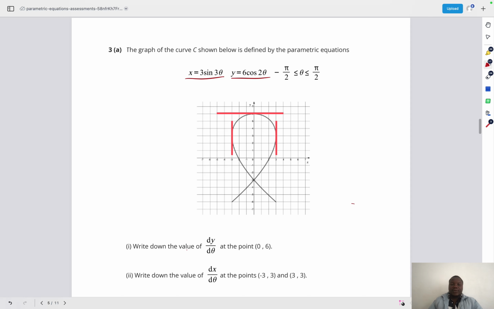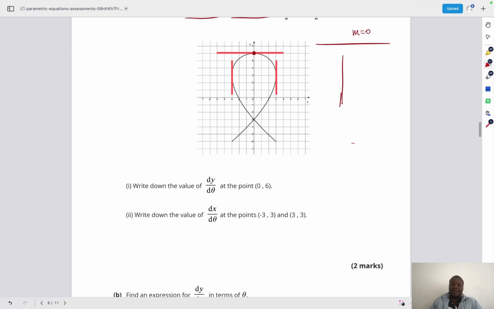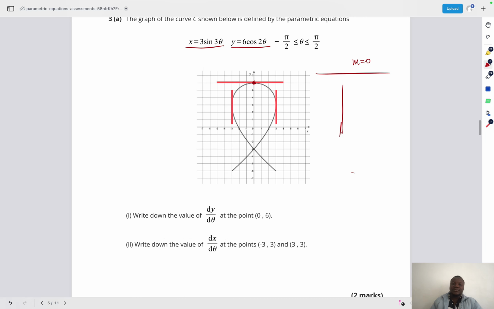Now they are saying write down the value of dy/dθ at the point (0, 6). Now (0, 6) is the point here, and you can see at that point, if you draw a line, this is a horizontal line. We know that horizontal lines have gradients equal to 0. So in as much as this may seem to be a tricky question, it's actually very easy, because at (0, 6) that's the turning point of this curve. So at that point, dy/dθ is simply equal to 0.